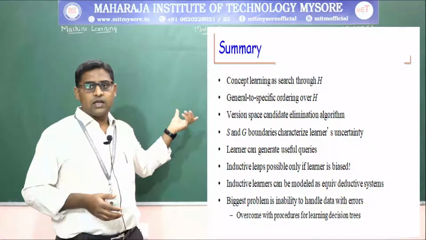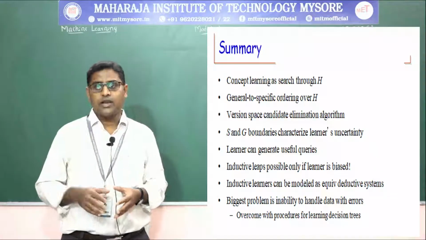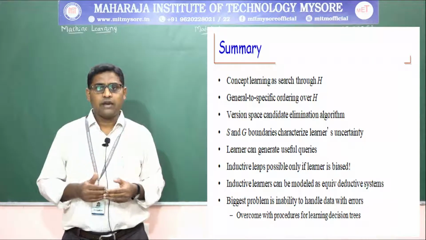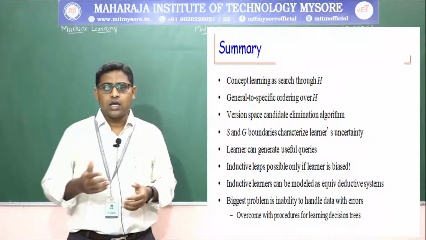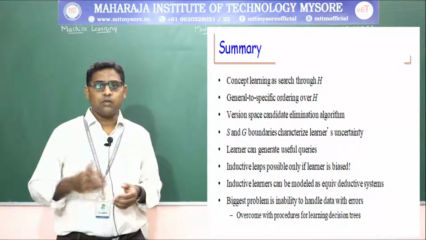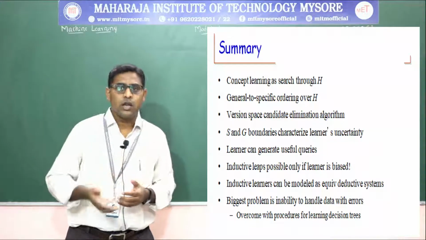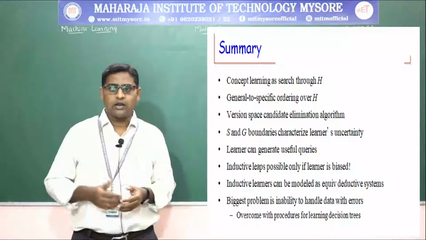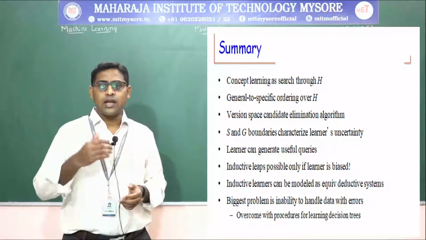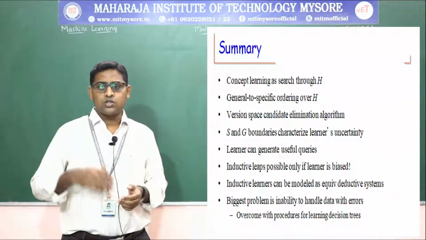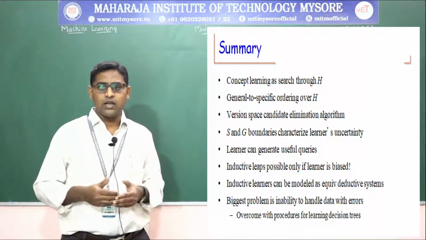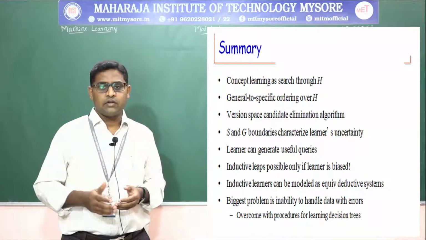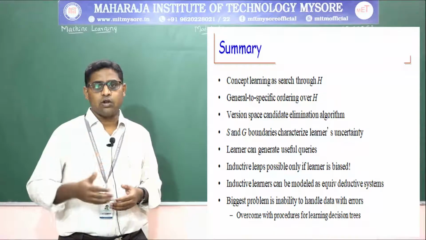The last line is that the biggest problem is the inability to handle data with errors. So far it was very effective for data without errors. Now the biggest problem we will come across is that it is not competitive enough, or it is ineffective, when handling data with errors. So to overcome this, we have to go to learn decision trees in the next, second module, right?